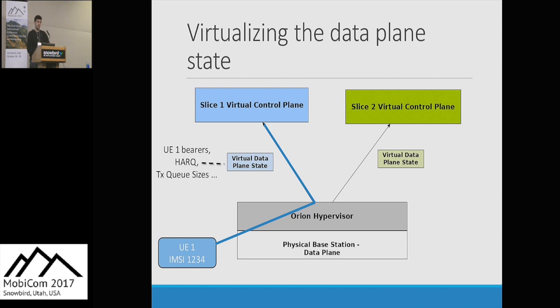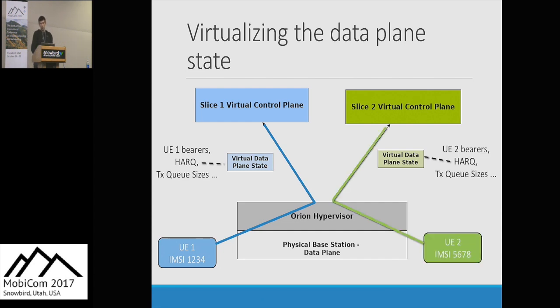Now, from that point on, the hypervisor of Orion is responsible for redirecting all the data plane state of that particular UE to its corresponding control plane, and this state would involve things like the bearers that have been established for that UE, HARQ statuses, transmission queue sizes, signal quality measurements, and so on. So if another UE came in for a different slice, then again it would do the same process. It would redirect its state to that slice.